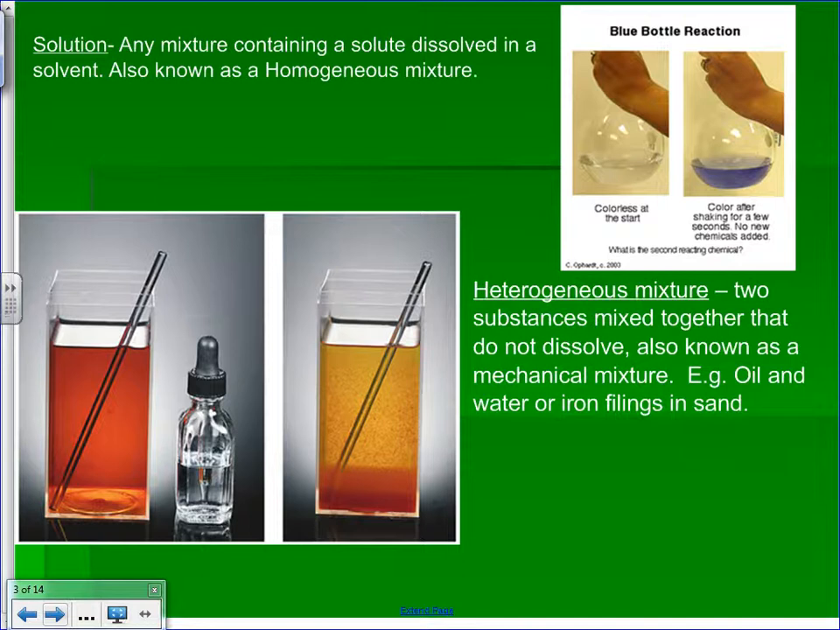All right, so terminology here. A solution is any mixture containing a solute. That's usually the material being dissolved. It's often a solid, but not always. It's dissolved in a solvent, and the solvent is the thing doing the dissolving, so usually water. This is also known as a homogeneous mixture. What does the prefix homo mean? Keeping your minds out of the gutter, please. Same or one. Same or one is what the prefix homo means.